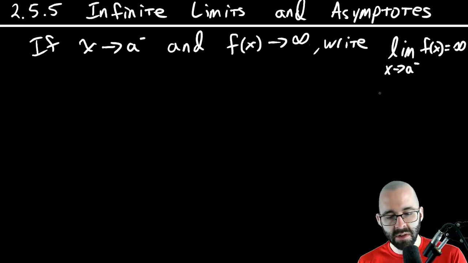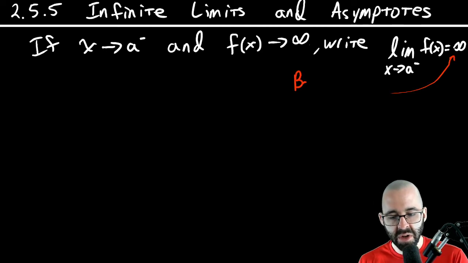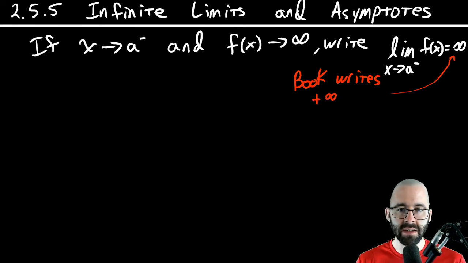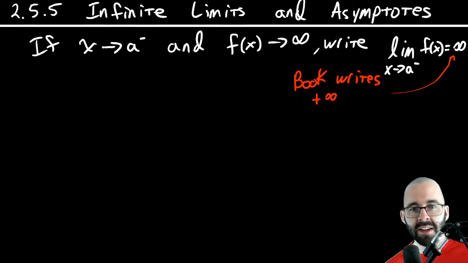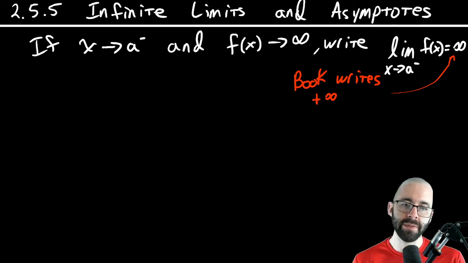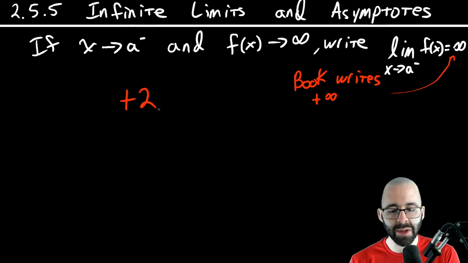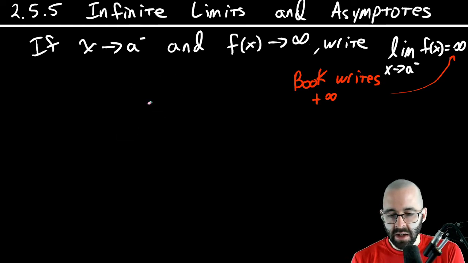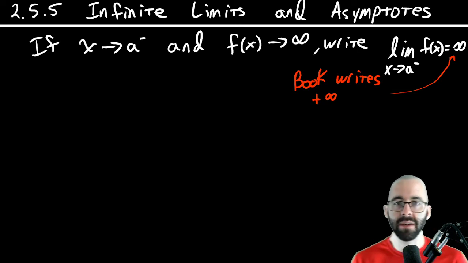As a side note, the book writes positive infinity, which is a little redundant. And I don't like it, but some people do it. So if you see positive infinity, of course, it's just like 2 is equal to positive 2. All right, so you will see that, but I'm not going to be writing the positive part.